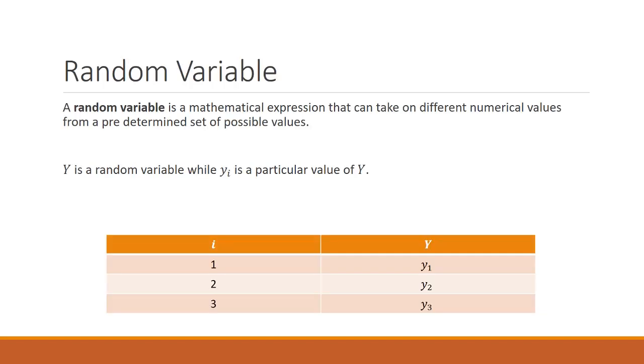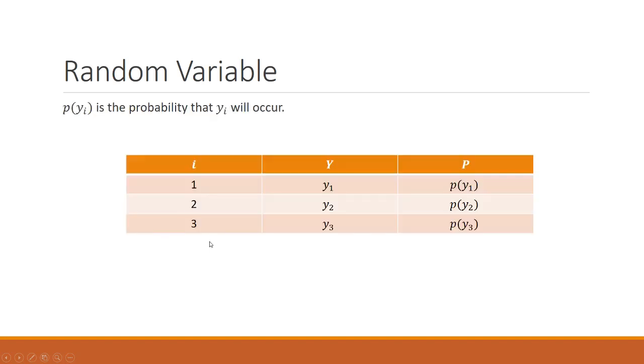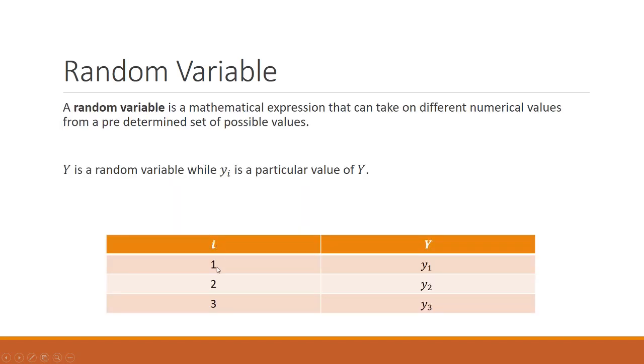Okay, let's keep going. I mentioned before a random variable. It's a mathematical expression that can take different numerical values from a predetermined set of possible values. We already looked at some data. This is just to drive it home. So you have individual I.